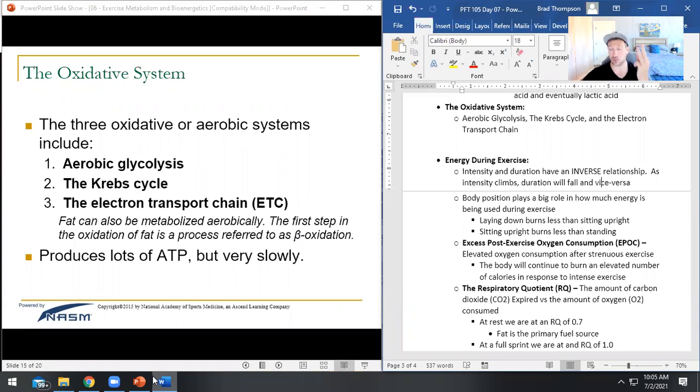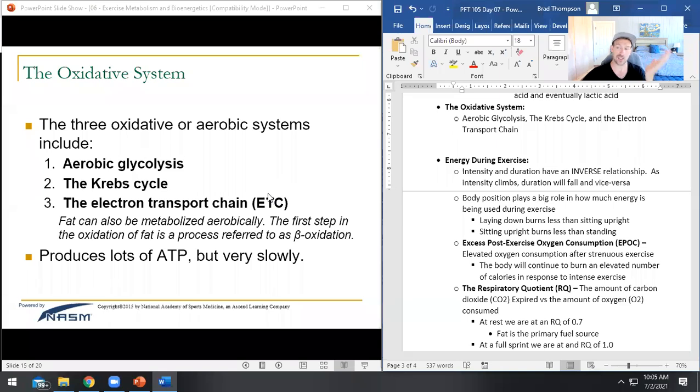Then you've got the Krebs cycle, and the Krebs cycle is where, again, you use that lactic acid that we produced in the lactic acid system or glycolysis. We use all that to produce a little bit more ATP and that NAD and FAD. And then NAD and FAD will finally go through the electron transport chain, which will produce 36 molecules of ATP.